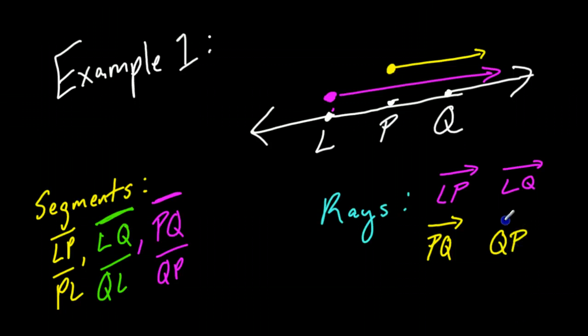We cannot call it QP, even if you put it backwards. We're not going to write it like that. We always start with the endpoint first and extend the opposite way. So you'll never see it actually written backwards with the ray written backwards like that.